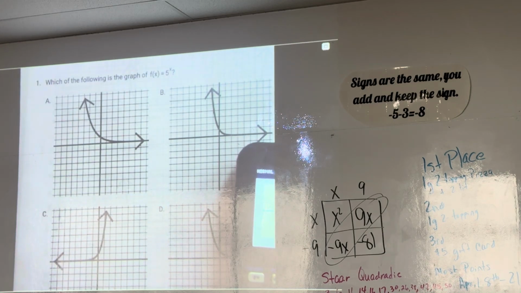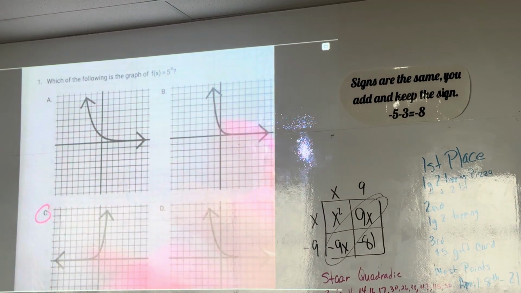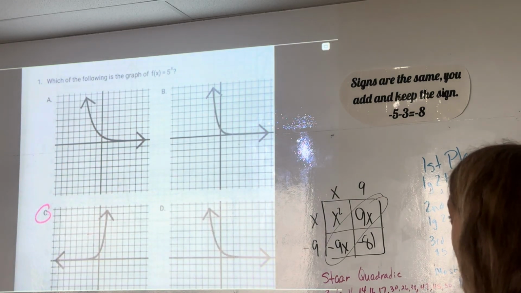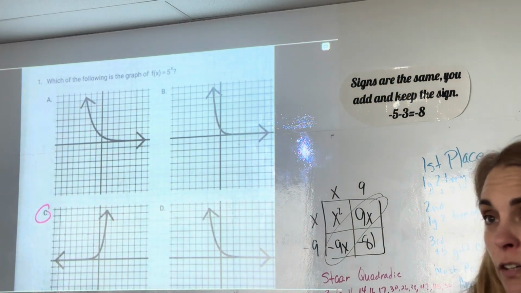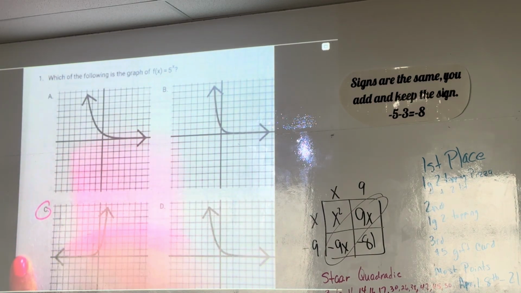Okay, but before we move on, A, B, and D are all the same, aren't they? Pretty much. Yes. So you're gonna have them that are gonna look all the same. So you can't just look at the graph if your answer looked like those three. What would you have to do? Look at the table.